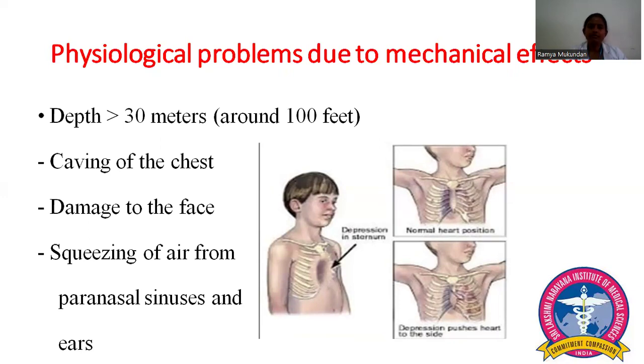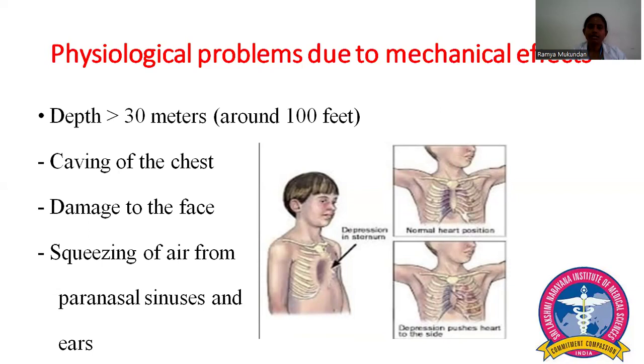So for every 10 meters, we know there is an increase of one atmosphere. So if it is 30 meters, there is an increase of about 3 atmospheres, which is added to the pressure at sea level. 1 atmosphere, so it counts for about 4 atmospheres in total. So there will be an increase in atmospheric pressure, which causes mechanical compression.